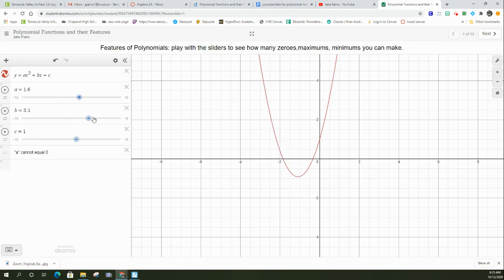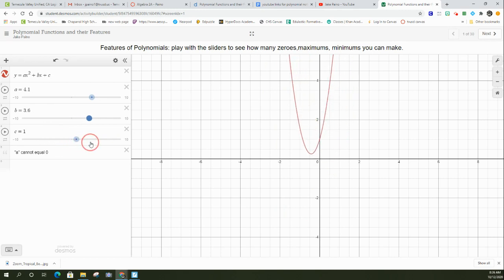Right now, if we mess around again, the bigger we make a, the skinnier the graph goes. If a becomes negative, it's going to flip it upside down, same as we've always determined. But now we're going to really pay attention to end behaviors based on the degree and the leading coefficient. I move b around.